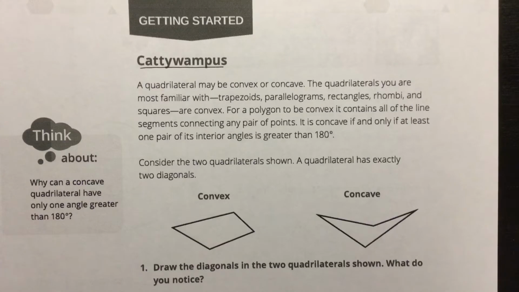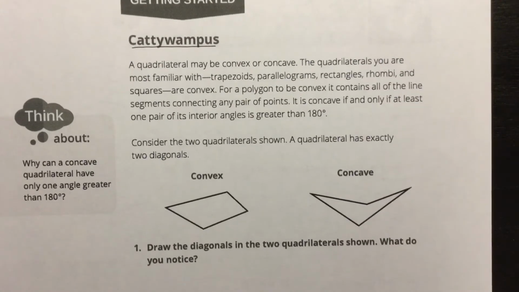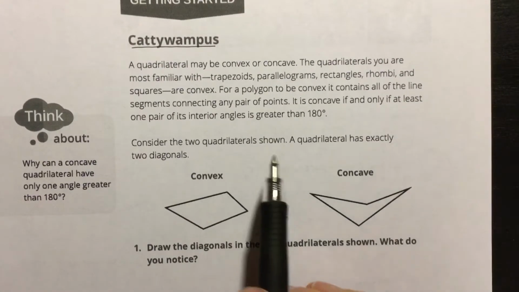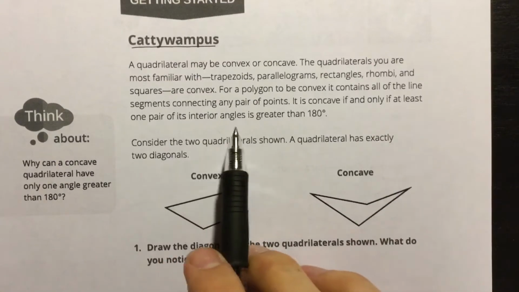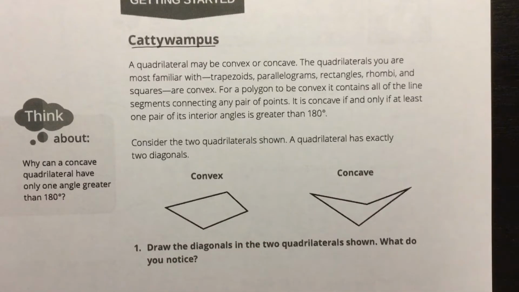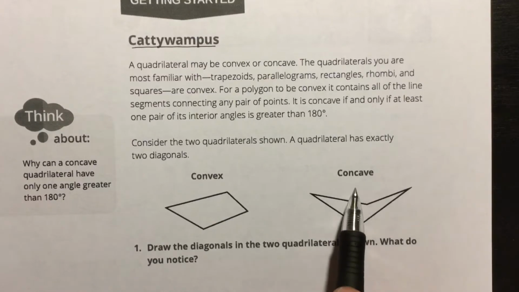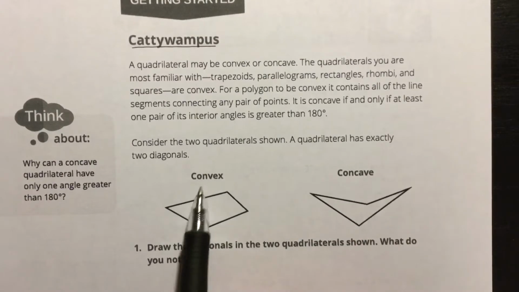It is concave if and only if at least one pair of its interior angles is greater than 180 degrees. So that is our definition for a concave quadrilateral versus a convex quadrilateral.